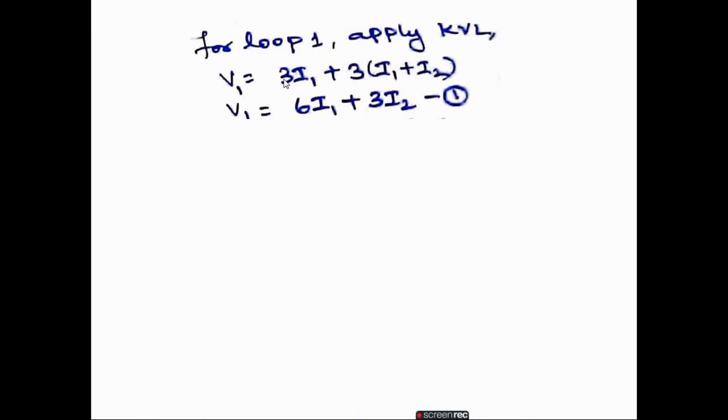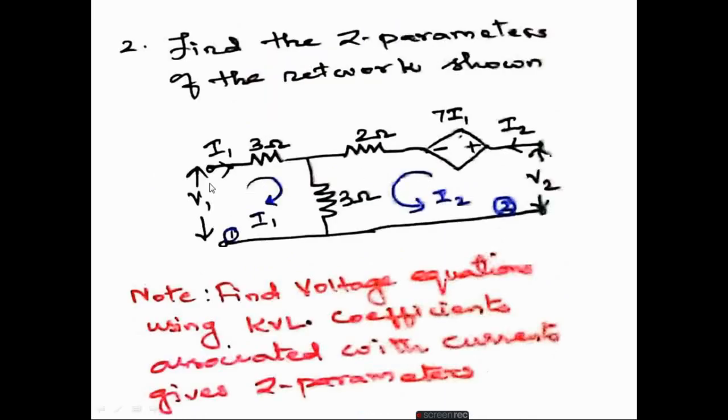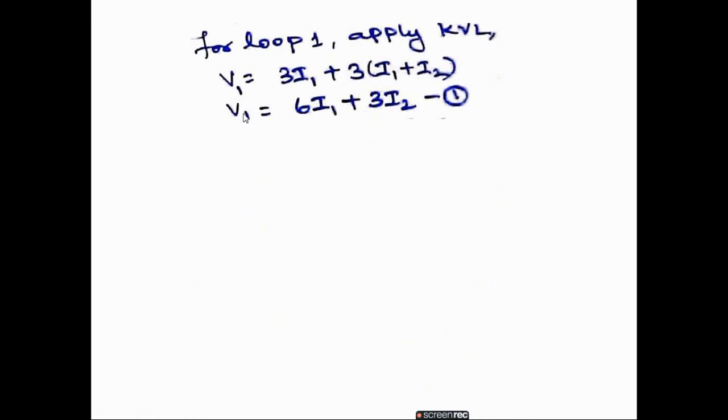For the first loop, applying Kirchhoff's law, we got V1 is equal to 3I1 plus 3(I1 plus I2), because I1 is also coming towards the impedance and I2 is also coming towards the impedance. So the current flowing through the 3 ohms will be I1 plus I2. Once we simplify this, we get V1 is equal to 6I1 plus 3I2. This is your equation number 1.